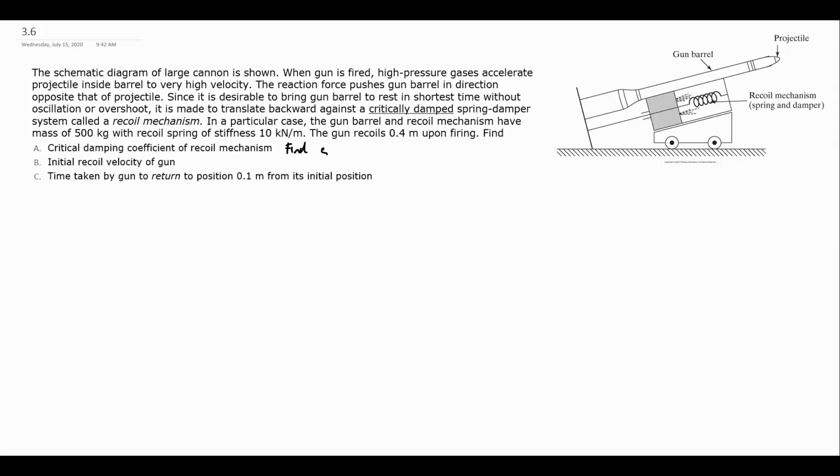Then in part B, initial recoil velocity of the gun, we're trying to find here what is x dot naught. And then part C, the time it takes to return to a position 0.1 meters from its initial position. So presumably in this problem, maybe it has to return within 0.1 meters before we're able to fire this again, if we're interested in being able to fire this as quickly as possible.